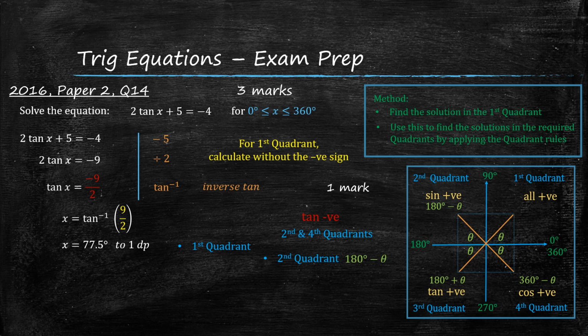And the rules for this are, second quadrant is 180 degrees minus theta, and in the fourth quadrant our equivalent angle is 360 degrees minus theta. So x becomes 180 degrees minus 77.5 or 360 degrees minus 77.5. So x equals 102.5 degrees or 282.5 degrees to 1 decimal place, and this will earn us the additional 2 marks that we need to take us up to the 3 marks.